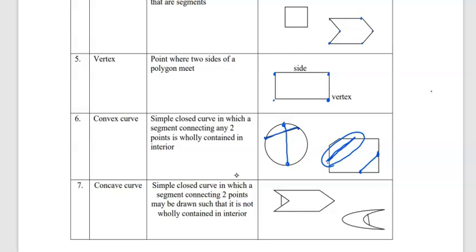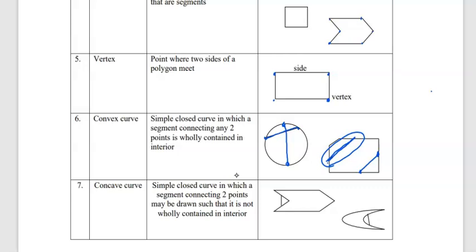Concave is still a simple closed curve, but it's where it's possible that you can draw a segment where the 2 endpoints of the segment are on the side of the concave curve, and it can be on the exterior. So it's a simple closed curve in which a segment connecting 2 points may be drawn such that it's not wholly contained in the interior.